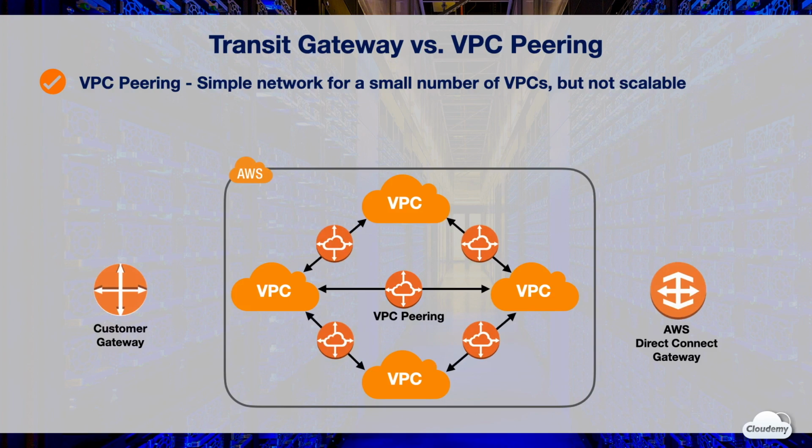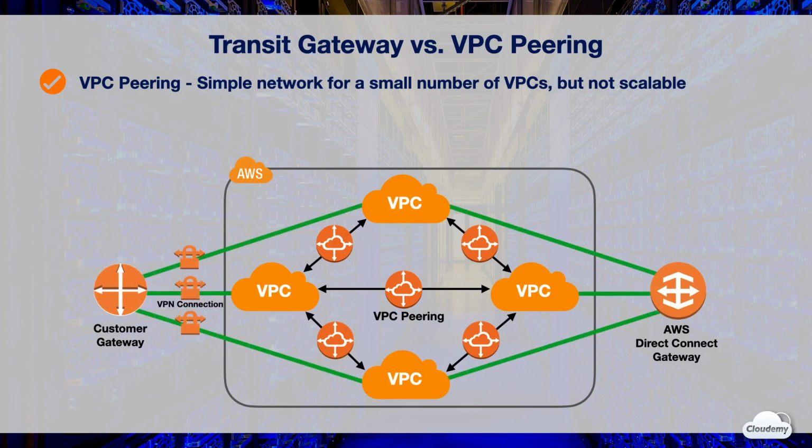If you need to access these VPCs from your corporate networks, you need to set up separate network gateways for communications between different VPCs and your corporate networks, and configure complex routing rules for your networks. VPC peering is not scalable when you have complex network requirements.